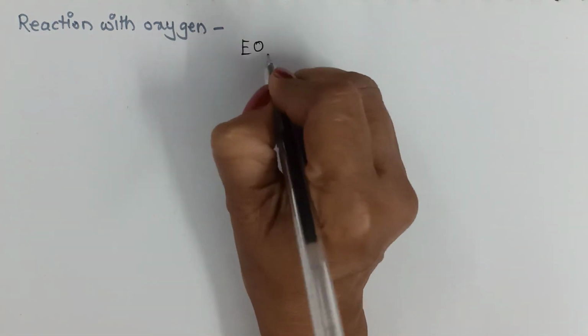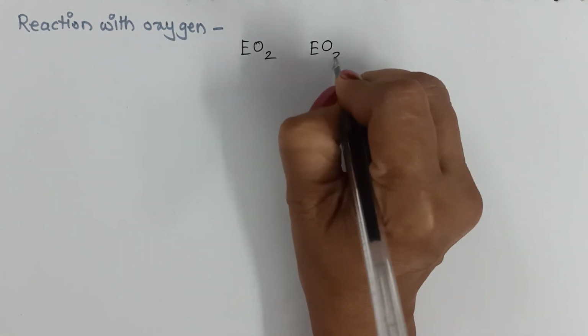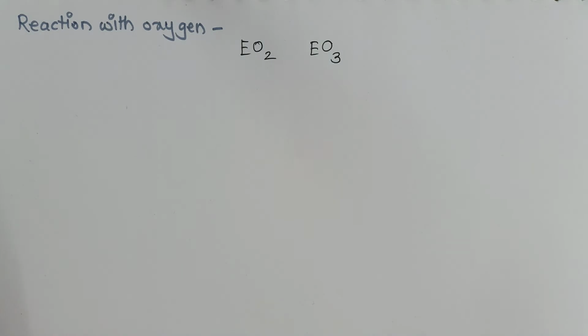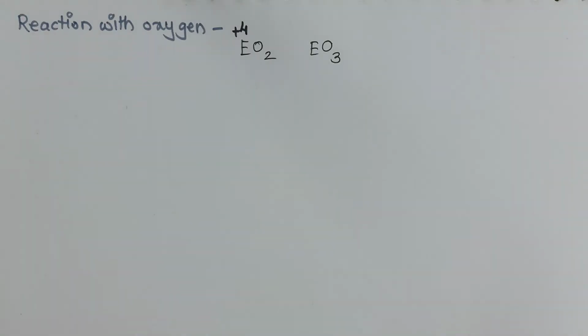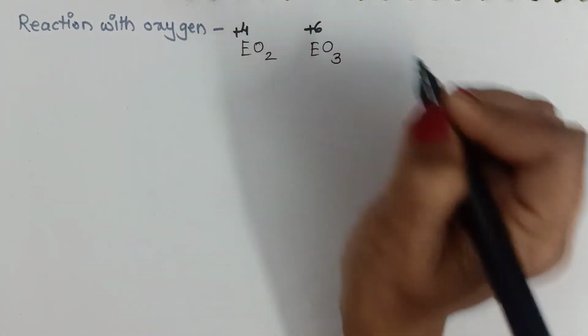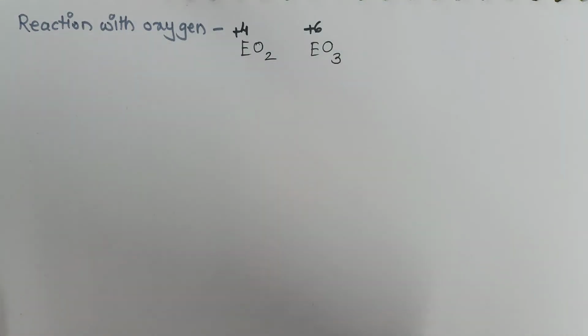Next we are going to discuss the reaction with oxygen. All the elements of group 16 react with oxygen and form two types of oxides, EO2 and EO3, where E can be any element from group 16. In EO2, the element of group 16 will show +4 oxidation state, and in EO3, the element will show +6 oxidation state.